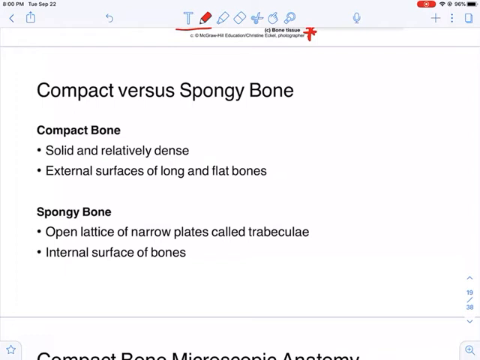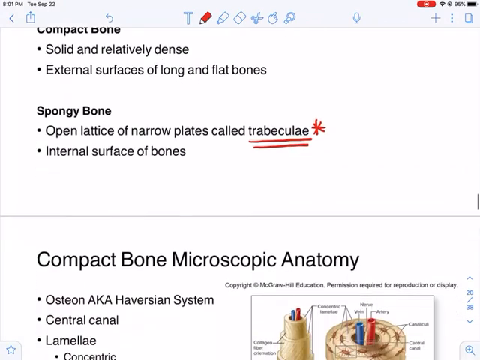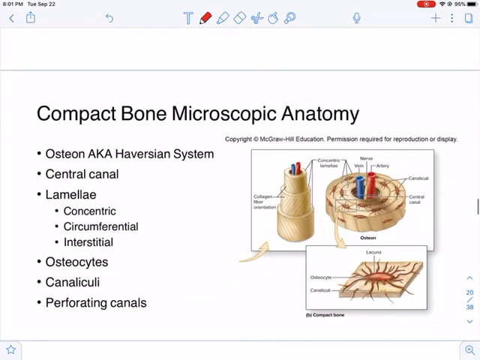So they actually have a word for all these little narrow parts of bone, and this is the word we're going to start using. It is trabeculae. So when we're talking about spongy bone, the little parts of bone that you see going in all different directions are called trabeculae. We're going to find spongy bone at the ends of your bones and the internal surfaces of bones. It's really going to make the bone more flexible and light.